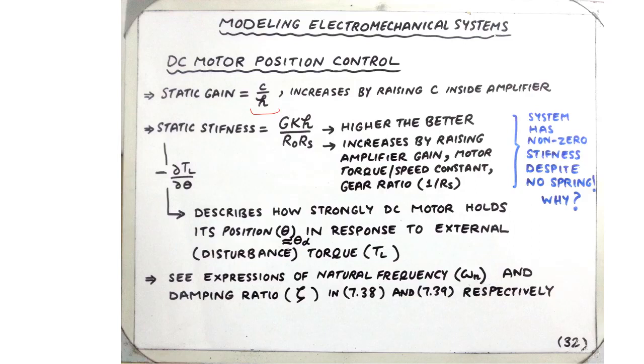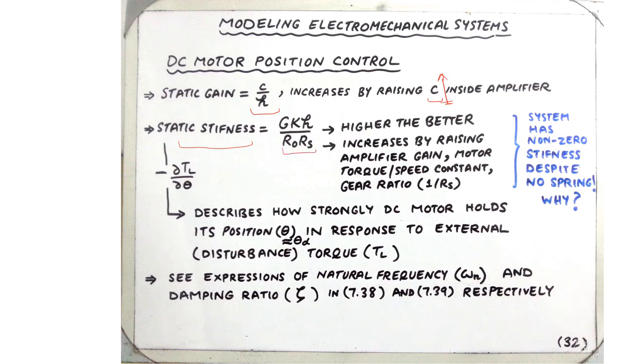So that's where C becomes interesting. Thus we can say that if we want to increase the static gain of the system, then we might wish to increase the value of C. That's by adjusting the resistances inside the amplifier, which is not that difficult. Now comes the interesting part, the static stiffness expression, GKH.